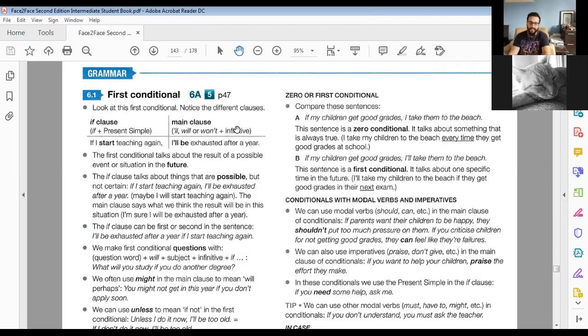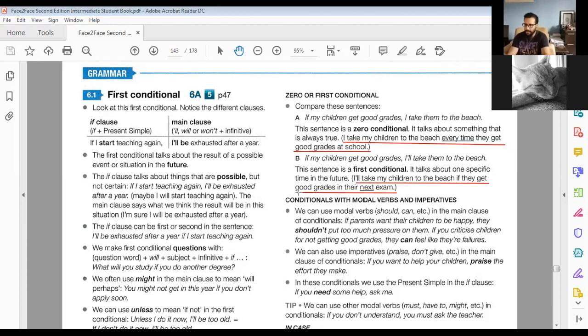But that's not exactly the case, Ibrahim. If you check the little explanation here, check this. They're showing you the difference between when you use will and when you don't use will. Take a look at both of them and then explain it to me in your own words.